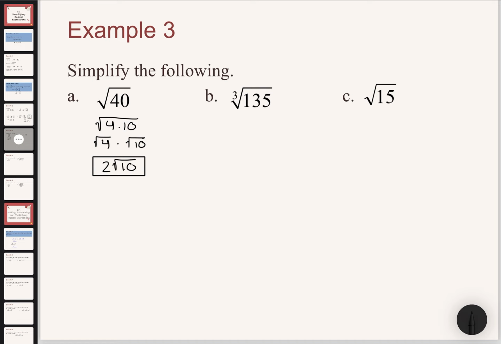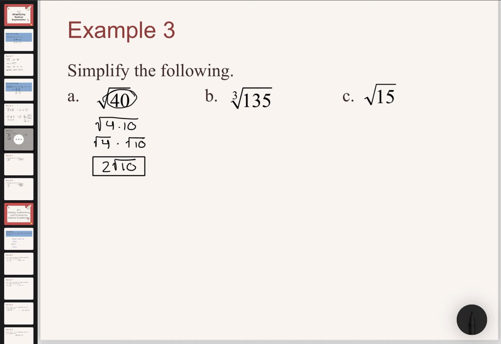If any of you have taken classes with me before, not many of you have, a handful of you have, maybe in geometry. I like to sometimes refer to this method as like the greatest perfect square method, right? I'm trying to see, hey, what factor in 40 is the greatest perfect square? Think in terms of numbers like 4, 9, 16, stuff like that. We're looking for a perfect square. 4 is our greatest perfect square factor, so that's why I split this up into a factor of 4 and 10. It just is a really nice way to simplify these problems.